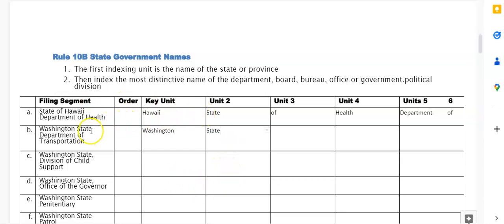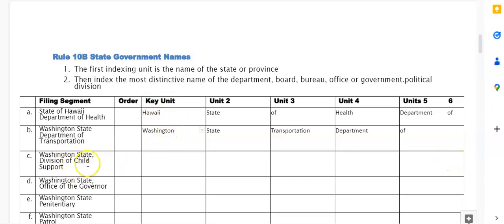Unit 2 is State because that's the next important part of the state name. Okay, and then we need to look at the name of the actual department. So the most important part of the name, or distinctive part, is Transportation. So Unit 3 is Transportation, Unit 4 is Department, and Unit 5 is of. So Washington State Department of Transportation would be filed as Washington State Transportation Department of. And so again, you'll notice that the first units are the most important.